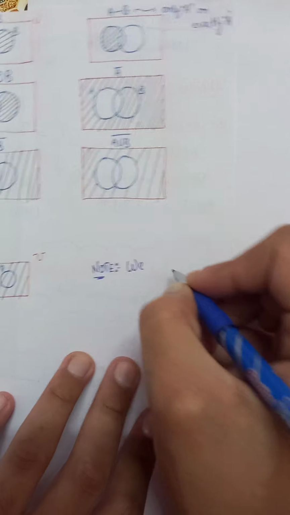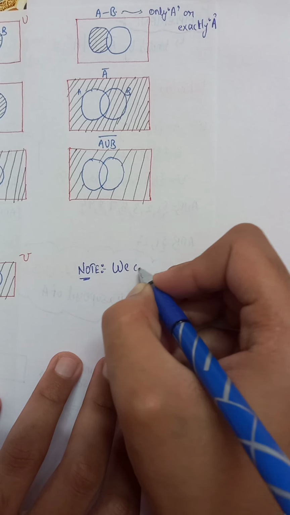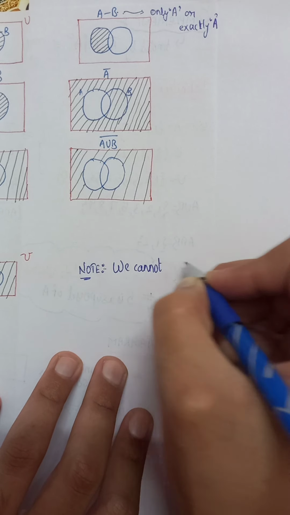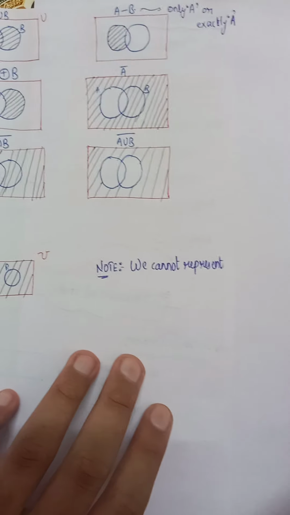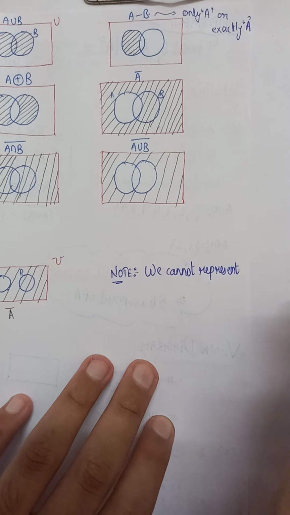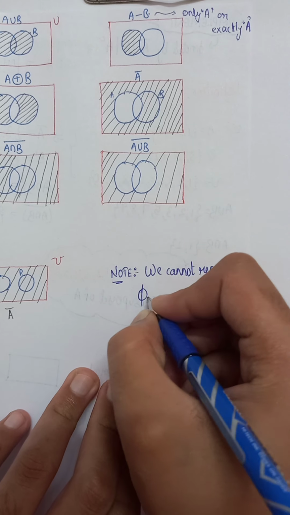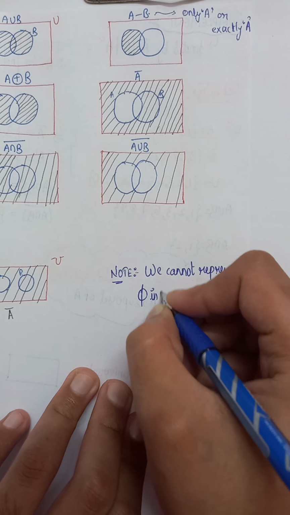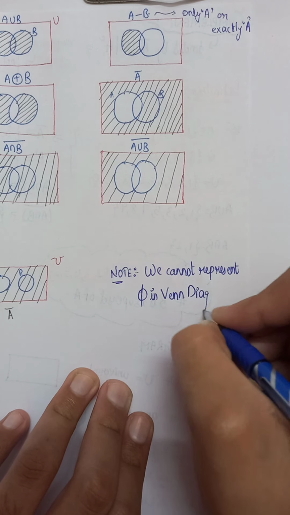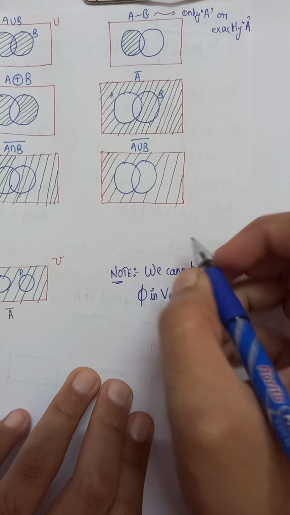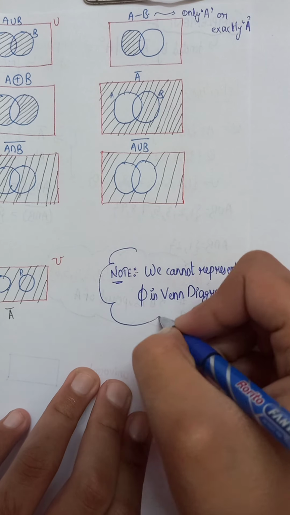So write a small note beside it. Write that we cannot represent phi in a Venn diagram.